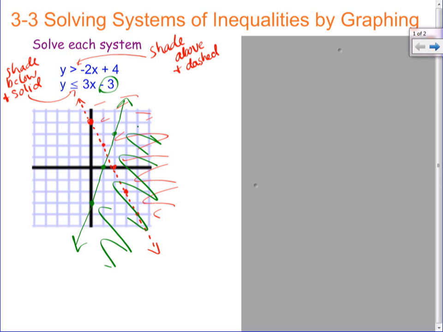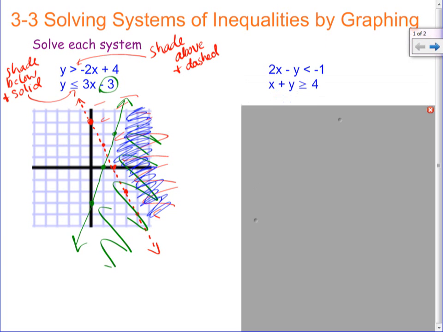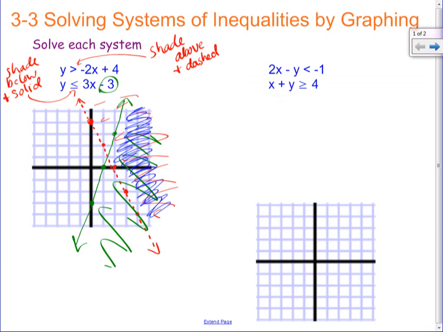Now you should have a spot where the shading is overlapped. You see that on your iPad? That is where your answer is. So that's where you're going to darken in to tell me this is my solution space. It's over here where the shading overlapped. Questions on that?